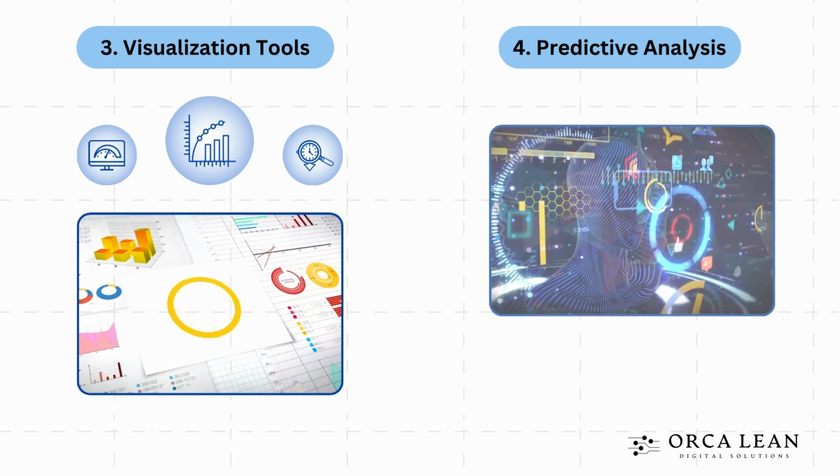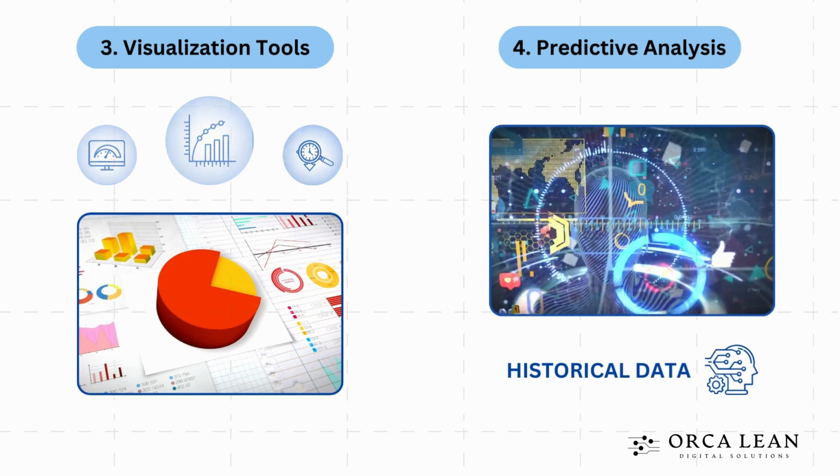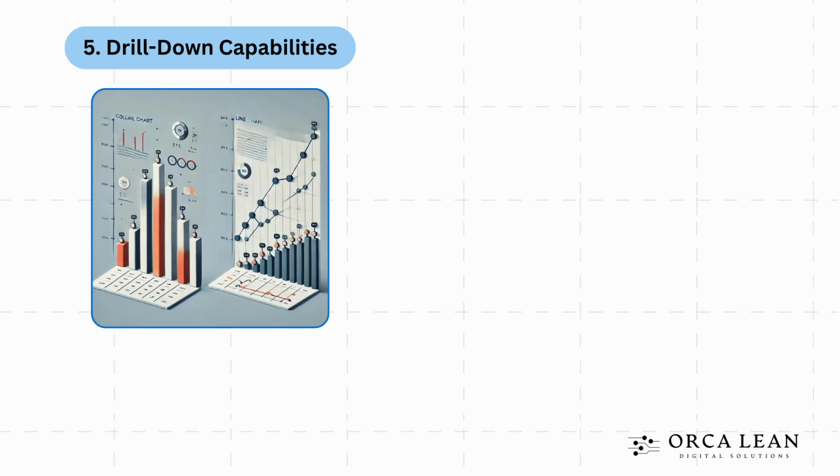Predictive analysis in BI uses historical data and machine learning to forecast future outcomes. Drill-down capabilities enable deeper analysis, root cause identification, and informed decision-making, improving operational performance and addressing issues effectively.